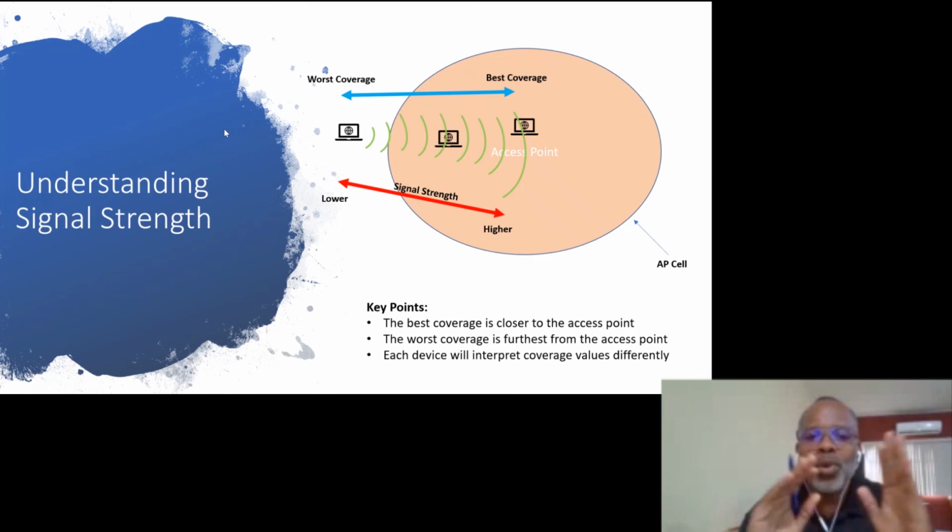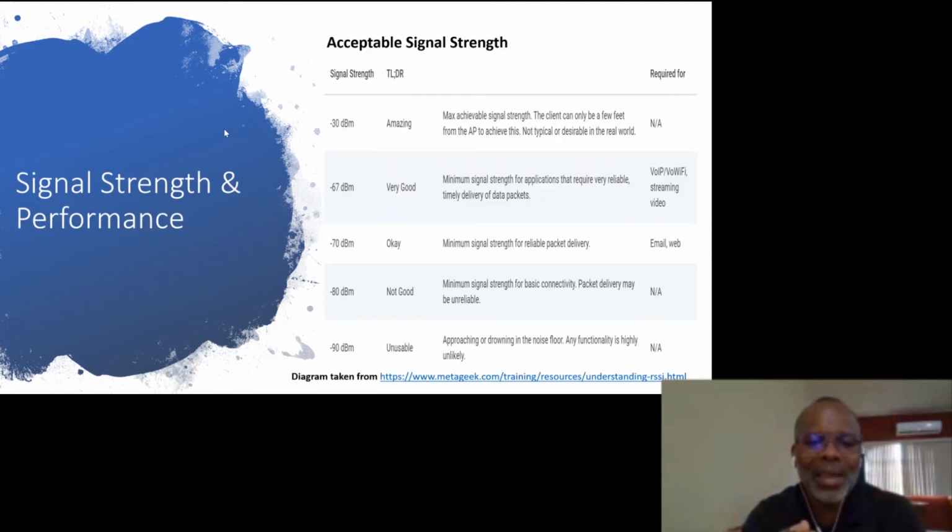So now that we've spoken about dBm, how we read signal strength, how we measure signal strength, how coverage occurs, and we defined an AP cell, let's bring it together and ask ourselves this question: why does signal strength matter, and how does signal strength affect performance?